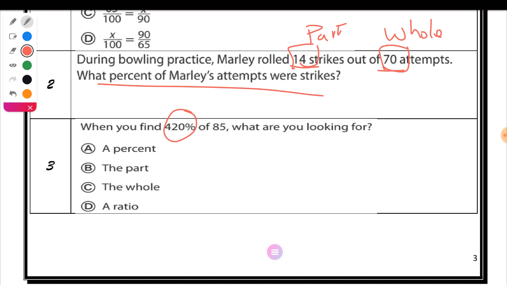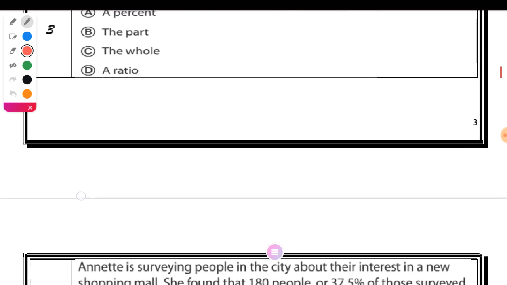Next question. When you find 420% of a number, so this is the percent of a number, the whole. Okay? So we are looking for what? Part. Yes. But it's a very big percent. Yes, sometimes the part may become bigger than the whole. It's okay. Next.